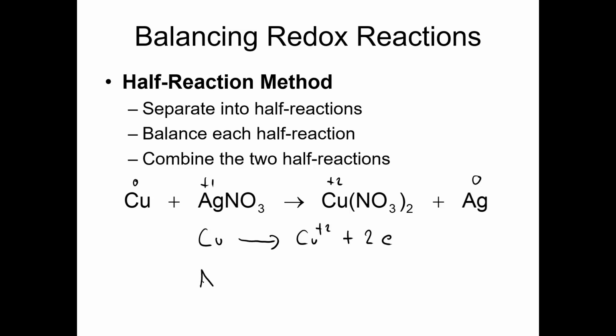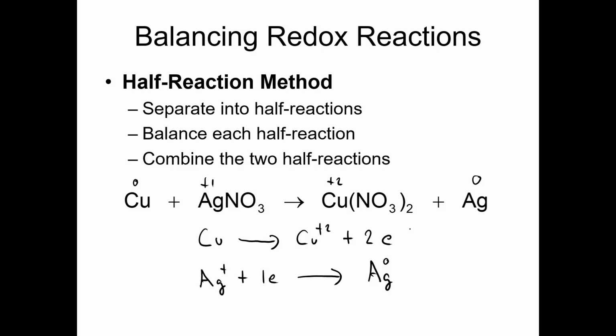And the reduction half reaction is silver +1 and 1 electron goes to silver 0. See, silver is lower than copper in their activities here, so this reaction will go, right?